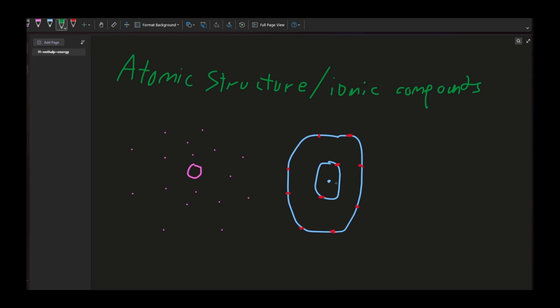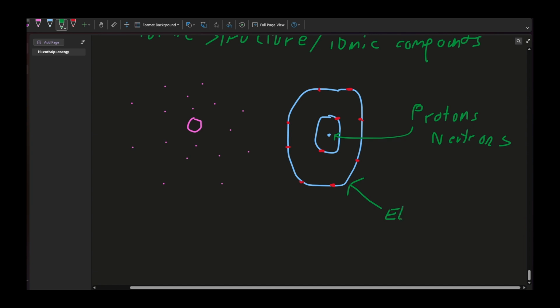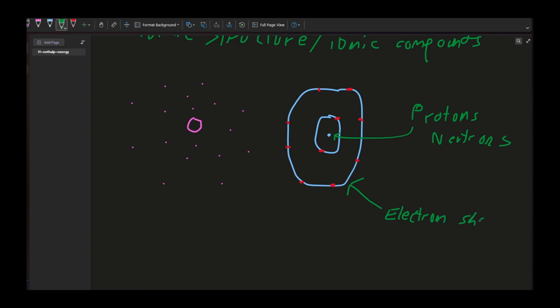So in the middle here, we have the nucleus, and this is where all the mass, the protons and neutrons, are existing. And then on these outer shells here, we have electrons. We call these electron shells. And in these shells is where our electrons exist. Now remember, they do exist in a 3D space, not a 2D space, but for the point of displaying, we're going to show them in 2D.